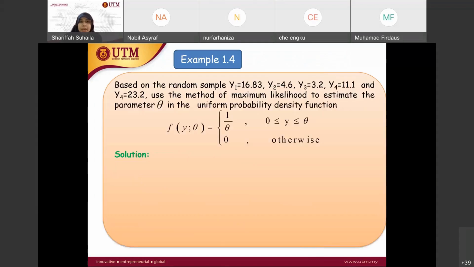But we have several cases. We have the closed interval, which is 0 less than or equal to y, less than or equal to theta. So this one is in terms of a closed interval, which means it includes from 0 up to theta. For this case, theta hat is your maximum ordered statistic.